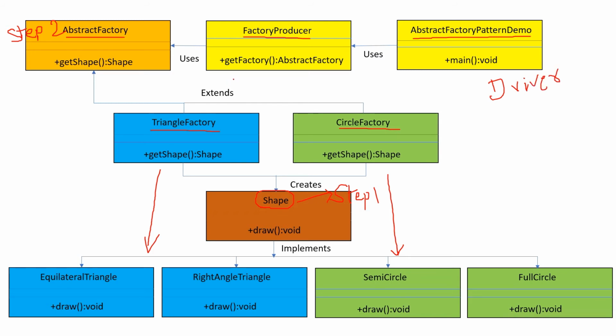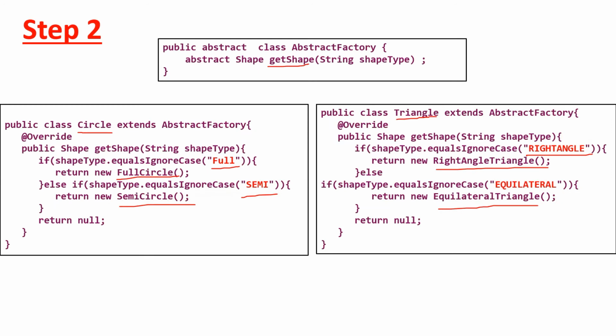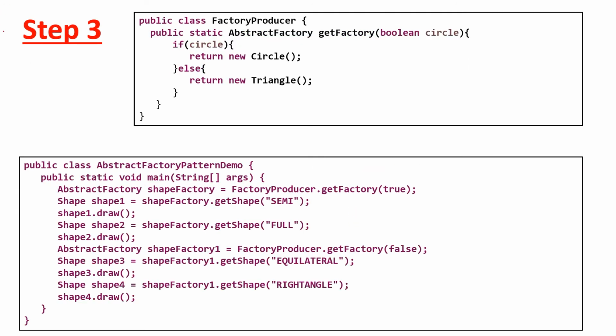So this is your driver class. Now this driver class is basically using your abstract factory. So here we have a driver class, right? Now we have a factory producer class also. This factory producer class, if you see, is actually going and getting the factory. So using this get factory, it is going and creating the object of this factory.